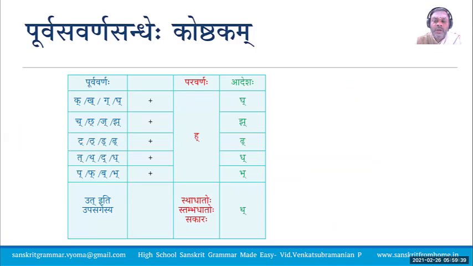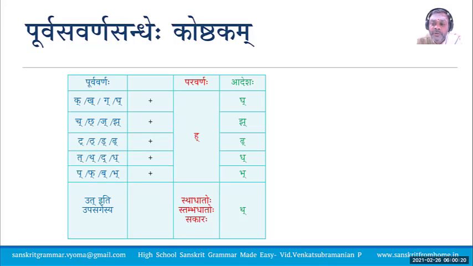Now, coming to the rule and the table to remember this, we can have the Poorvavarna as Vargiya Vyanjana plus Hakara, giving the fourth letters of the respective Varga. This is Poorvasavarna Sandhi, rule 1. Rule 2 is, if there is an Ut Upasarga, the Upasarga should be Ut, and the Paravarna should be Sakara, which is a part of Stha Dhatu or Stambha Dhatu.